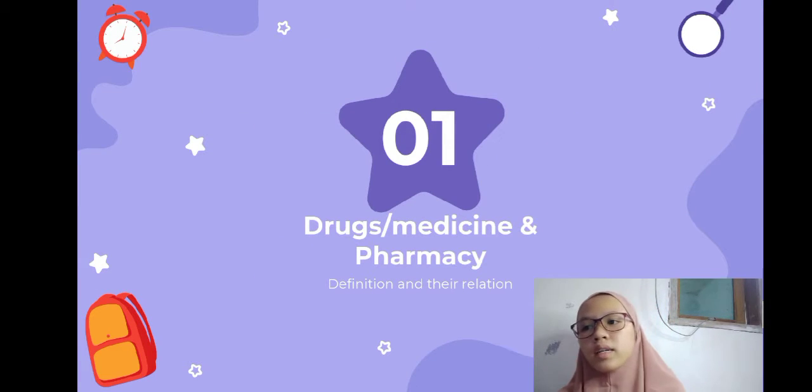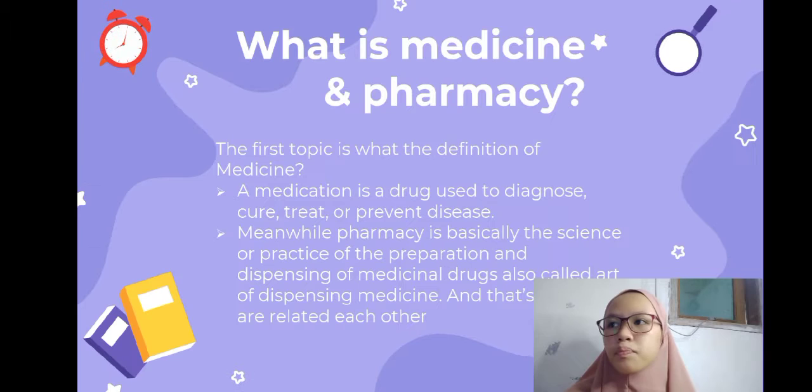Okay. As I mentioned, the first thing that I'm going to talk about is medicine. Medicine, or simply called a medication, is a drug used to diagnose, cure, treat, or prevent disease. Meanwhile, pharmacy is basically the science or practice of the preparation and dispensing of medicinal drugs, also called the art of dispensing medicine because it has a substance of art in it, and that's why they are related to each other.